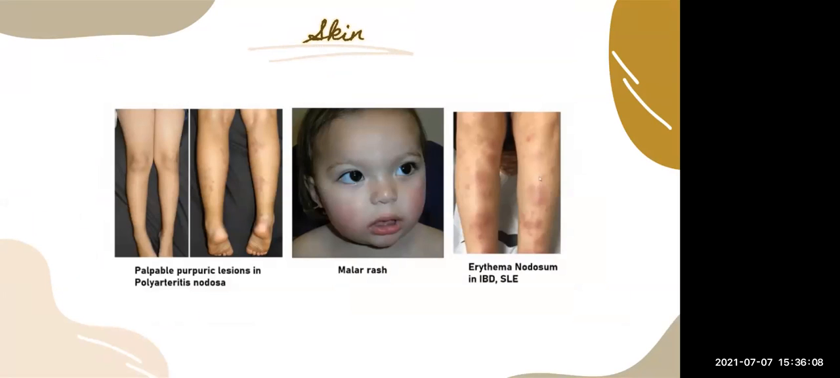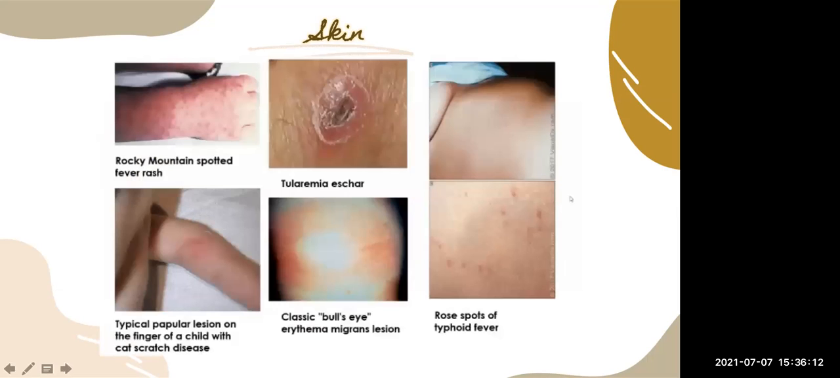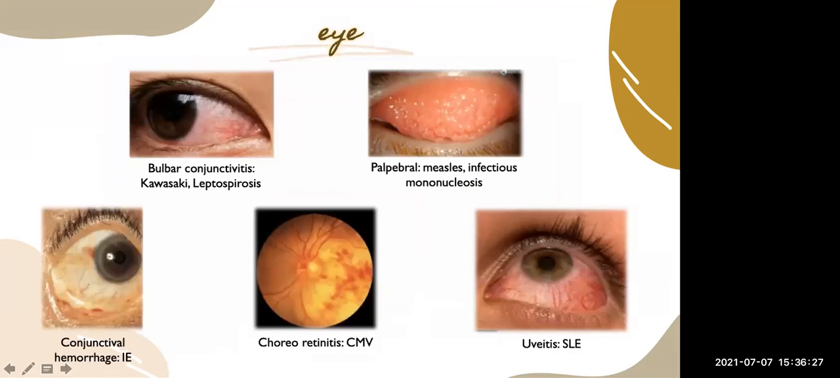And then next, also for the skin, we can inspect if there's any Rocky Mountain spotted fever rash, any eschar, or for typhoid fever, if there are any rose spots noted. Okay, and then next slide. Okay, so for the eye, because the patient might complain of red eye, right? So we have to clarify what is meant by the red eye?